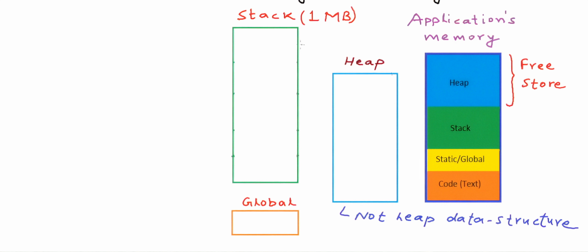Stack is also one data structure, but the stack segment of the memory is actually an implementation of stack data structure. But heap is not an implementation of heap data structure.